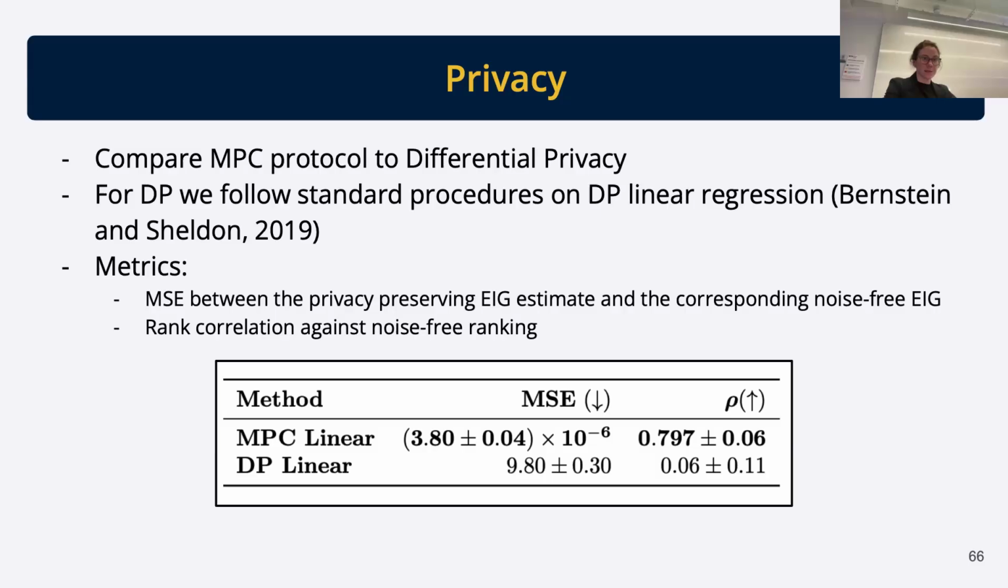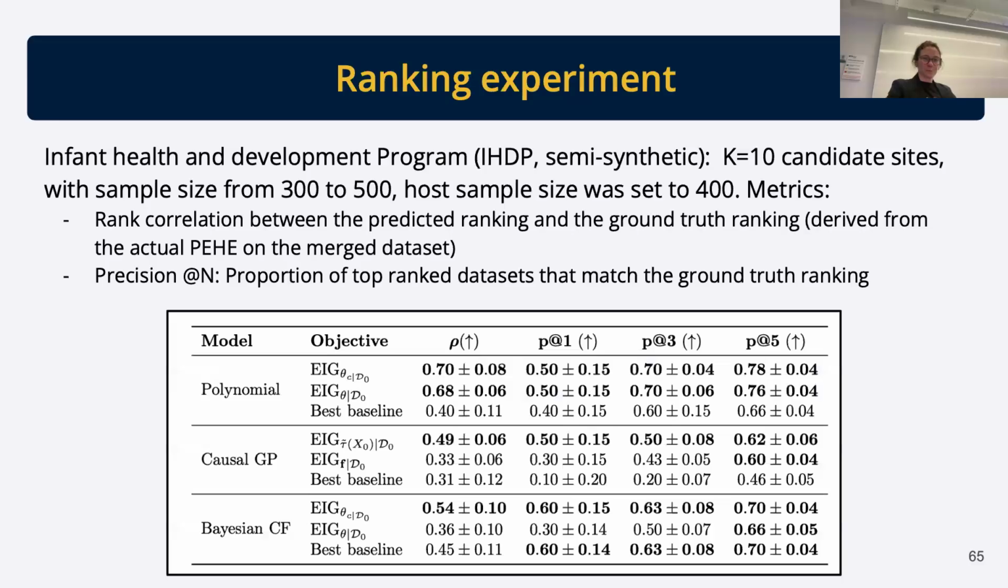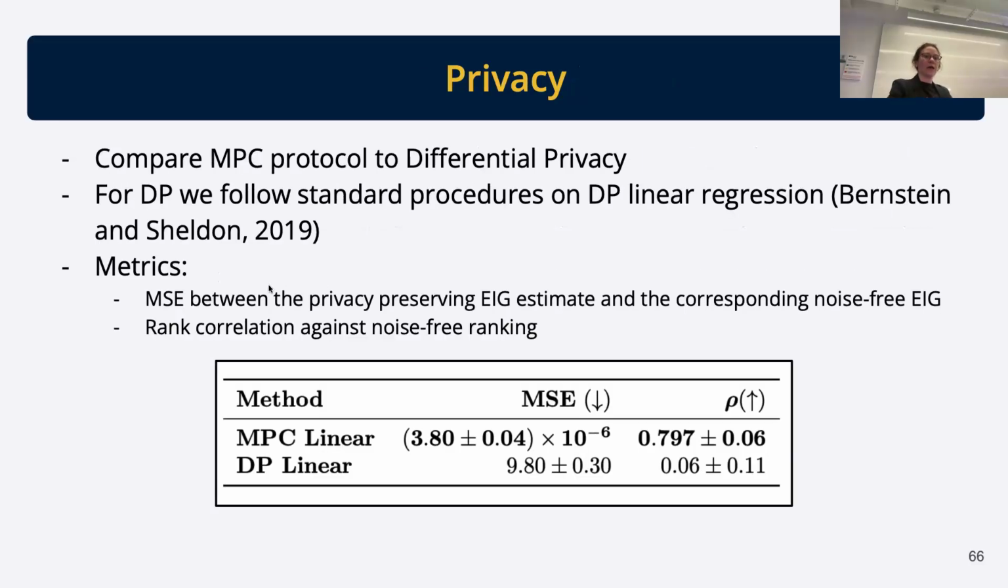And to touch on the privacy aspect of things, I promised you that we'll be comparing to differential privacy. So we're following the standard procedures on differential privacy for linear regression. We're using the linear model, the polynomial regression, again for the same data set here. And we are reporting the mean squared error between the privacy-preserving expected information gain and the corresponding noise-free expected information gain, right? So we want low mean squared error.